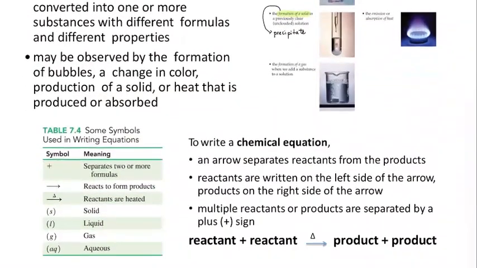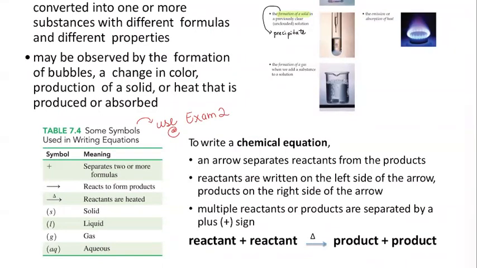Now, how do we illustrate chemical changes? By doing a chemical equation, okay? And chemical equations have very specific symbols that are utilized, and you need to be able to understand them, okay? So, you need this table in exam 2. Because you need to understand the different symbols in a chemical equation, okay?